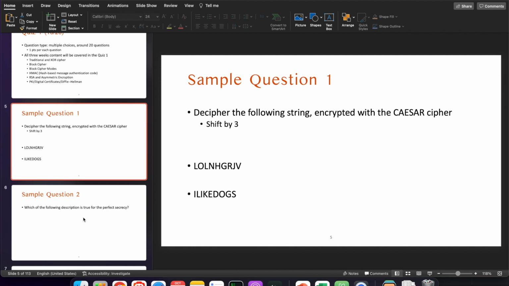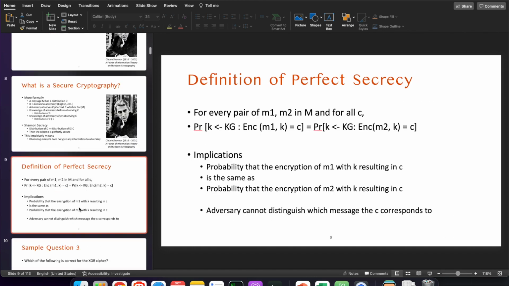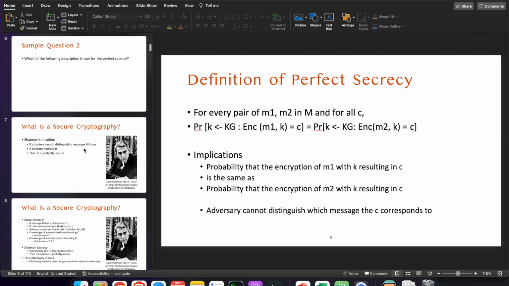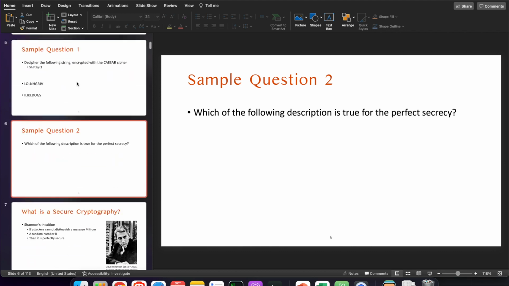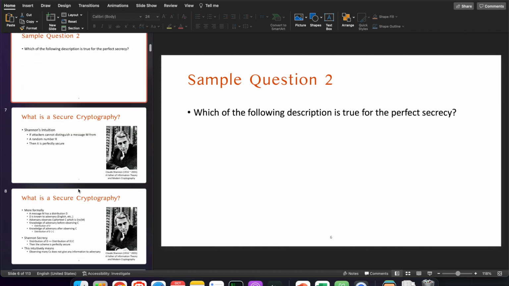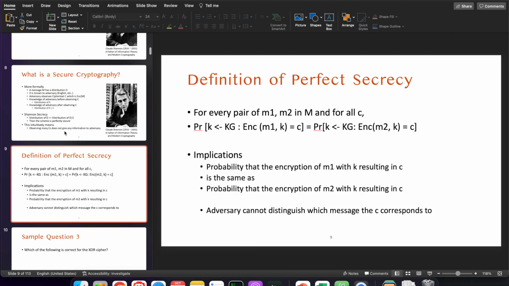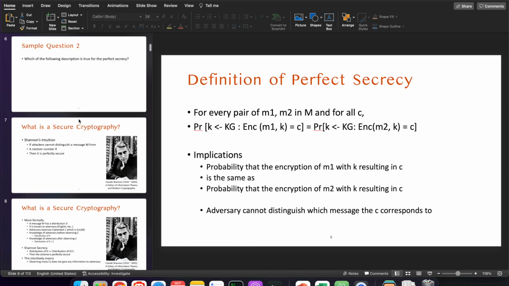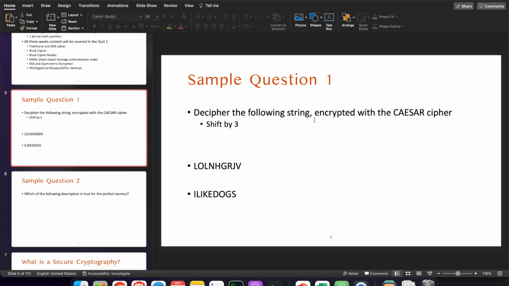Or I will provide a question and some slides that you can refer to in order to study the related material for the question. So basically, you can find the answer to the question in these supplementary slides that I attached right after the sample question. So let's start. The sample question 1 is about the Caesar cipher.